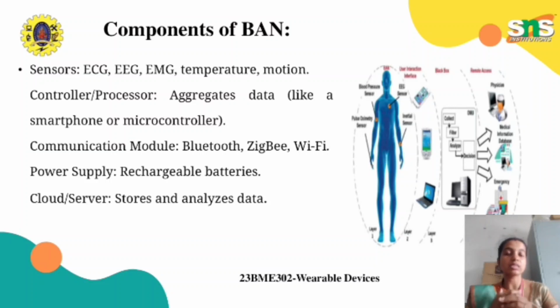Sensors, that is ECG, EEG, EMG, temperature and a motion sensor. ECG is used to check the heart rate, EEG is for the brain, and EMG is also for muscles. Temperature of the entire human body, and a motion sensor, how the patient moves, can also be identified.